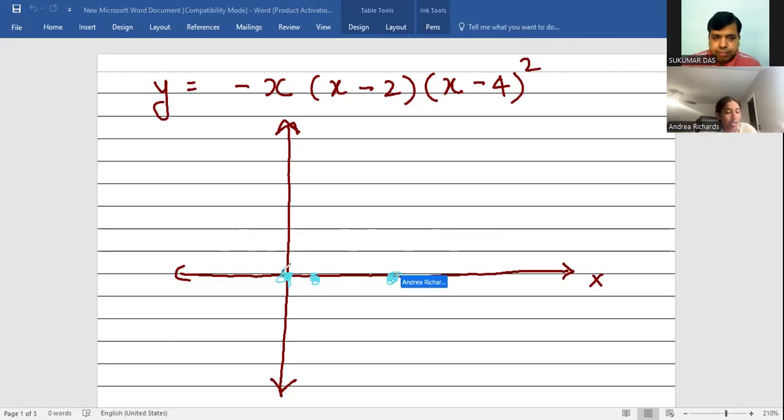And then the leading coefficient is negative, and the degree is 4, so it's even. So the end behavior would be like this. Correct. And the first one has an odd degree, so it crosses. This one will also cross, I think, like this. And then this one is even, so it just bounces.